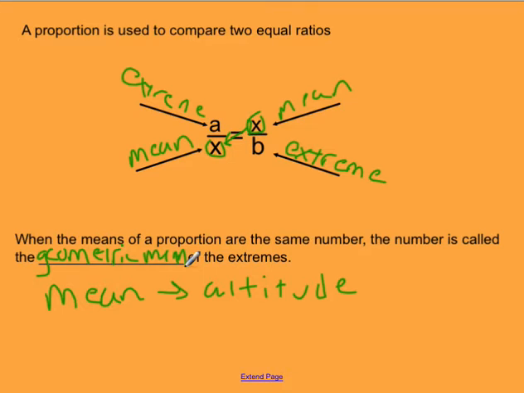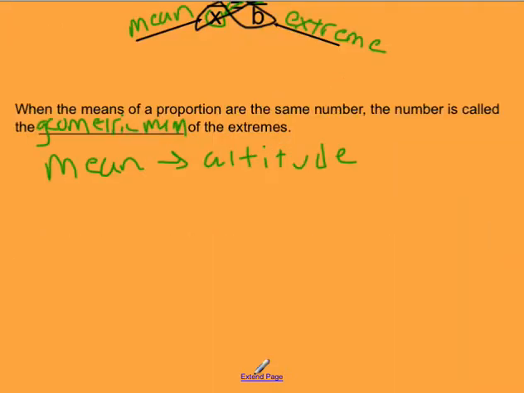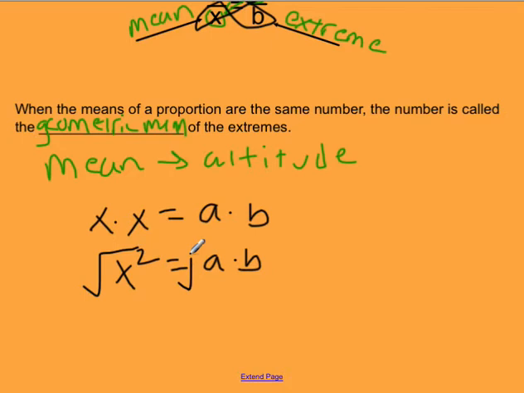One thing we notice when we're solving fractions like this, as we learned last unit, is that we need to cross multiply. So we get x times x is equal to a times b, so x squared is equal to a times b. Now if we wanted to solve for the geometric mean, we would have to take the square root of both sides. So then we get that x is equal to the square root of a times b. So that's how we would go about doing that.